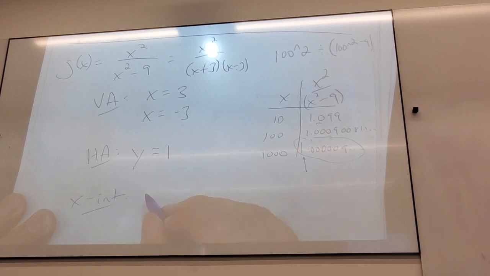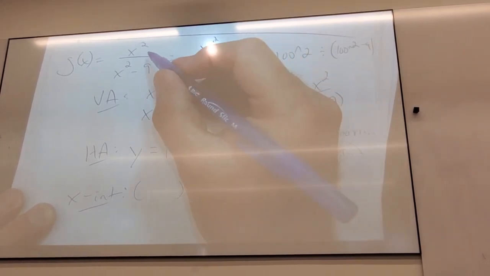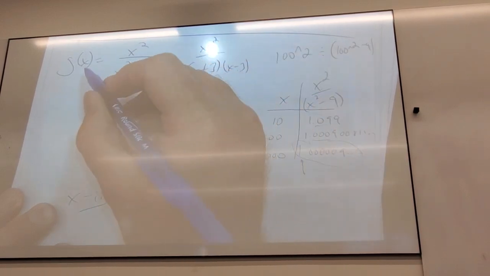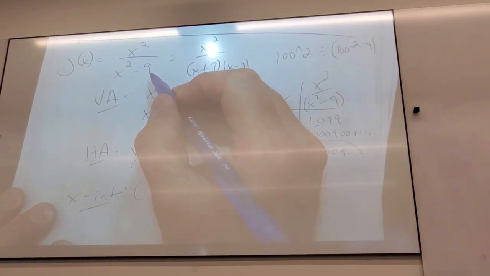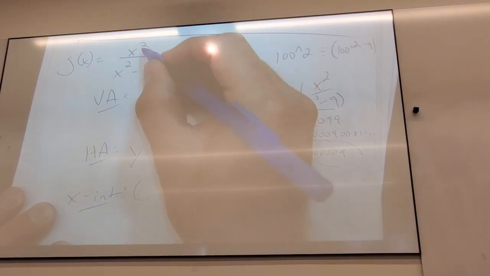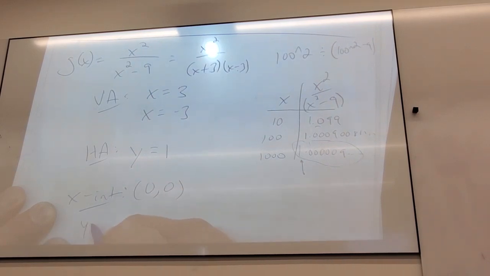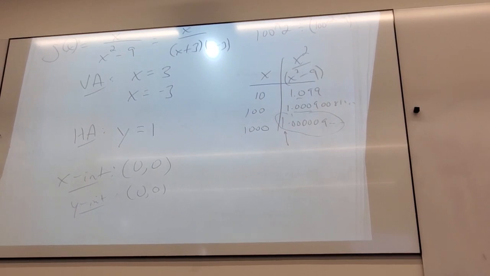Negative 9? Or wait, no. What do you get on the top when you make, I'm sorry, how do you make y 0? 0 equals x squared. I put a 0 in, right? Put a 0 in, don't I get 0? So of course the y-intercept is also 0, 0. That's the one point that's both an x and a y-intercept.